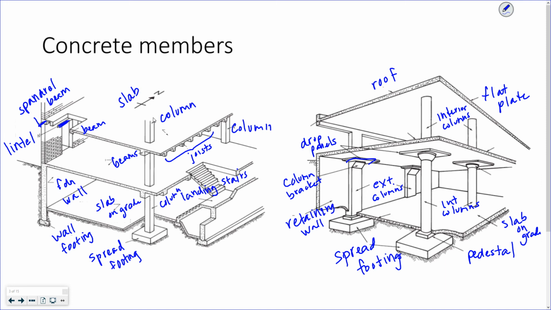I guess what you don't notice here, I guess they're possible, but are a lot of braces. Concrete would mostly have a shear wall as its lateral resisting system rather than braced frames. That would be steel.